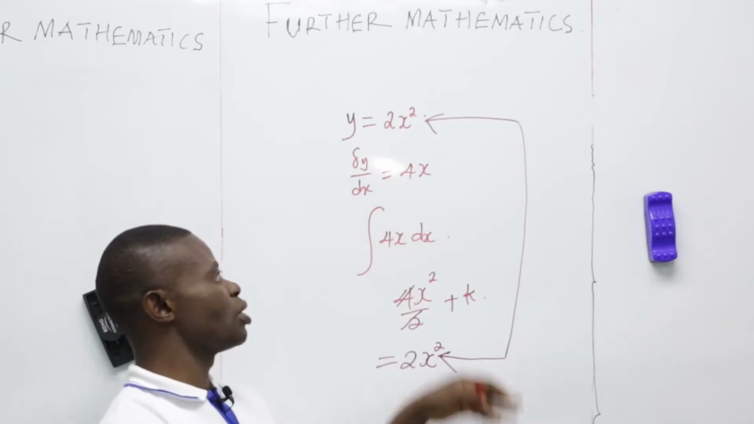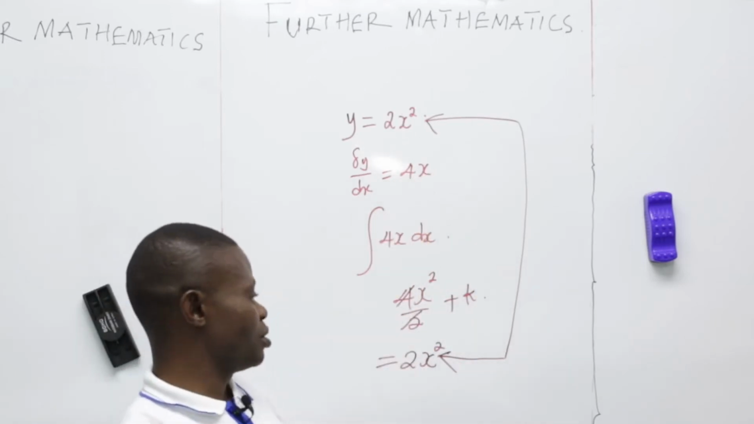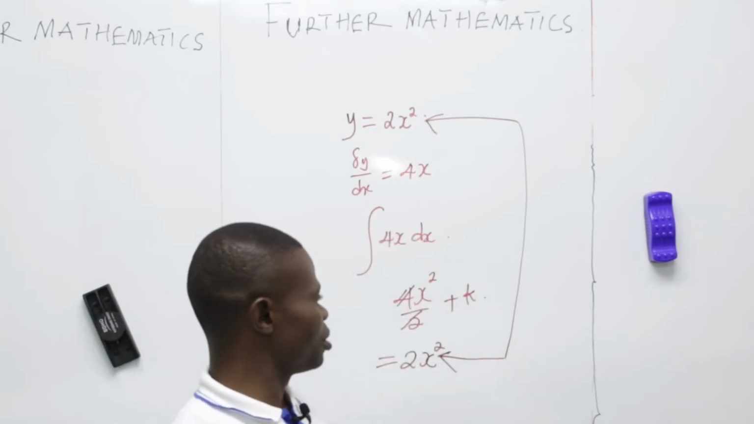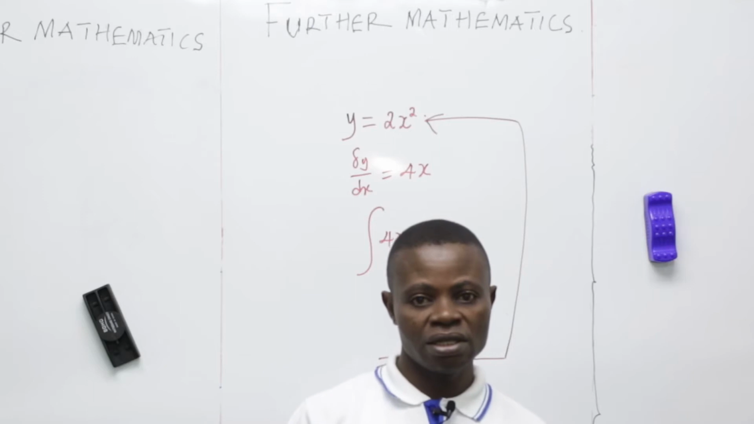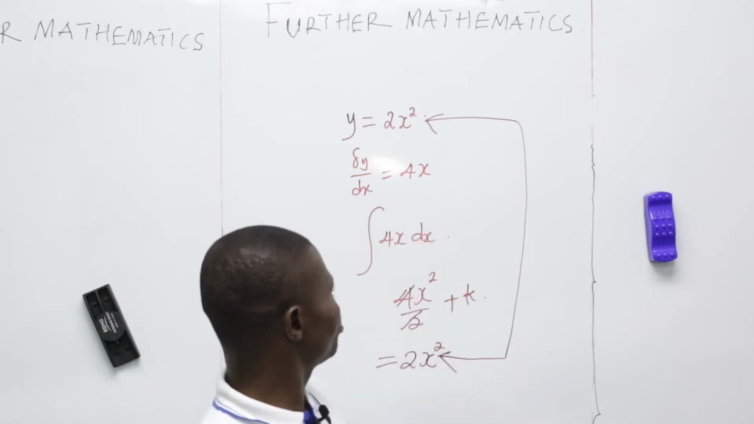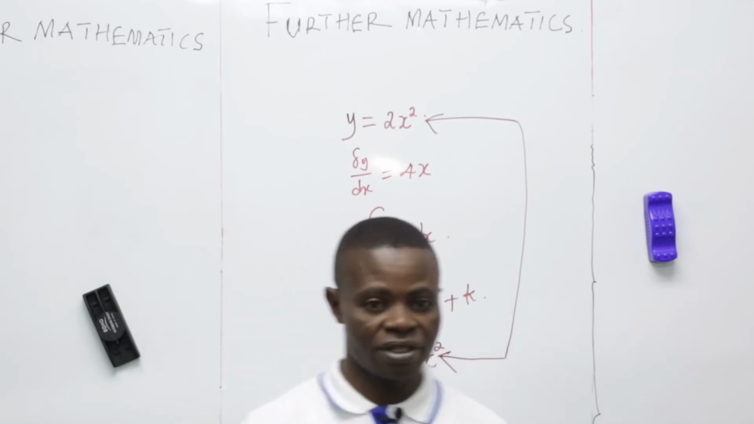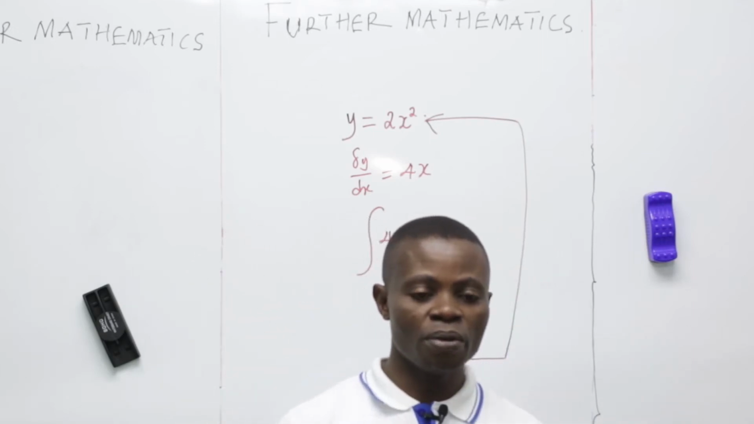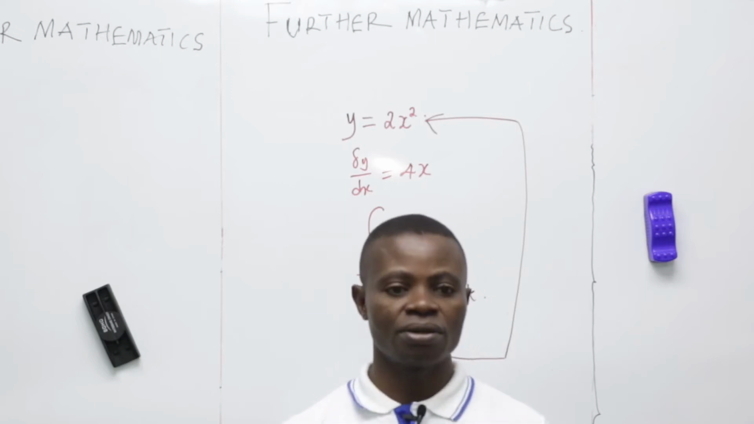So, the solution of a differentiation is the question of an integration. The antiderivative is the integration, while differentiation gives the derivative. So, both of them are just opposite to each other.